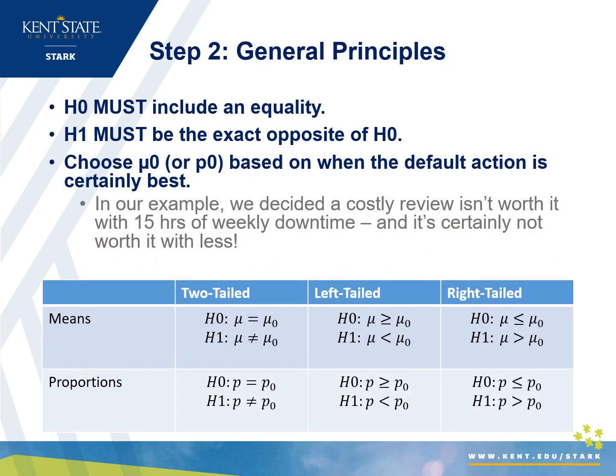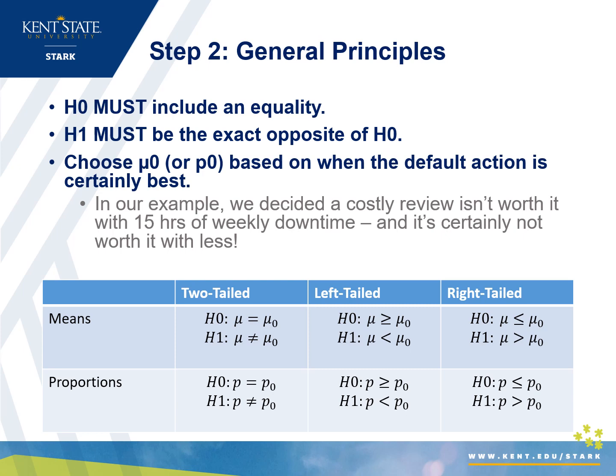Some general principles here to guide your hypothesis formation. First is that the null hypothesis must include equality as a possibility. So there are three possibilities. One, the mean is exactly equal to some value. We call this a two-tailed test because we're seeing if the sample mean is too big or too small for the null to be true. We're testing two tails of the distribution to check if we have to reject the null.